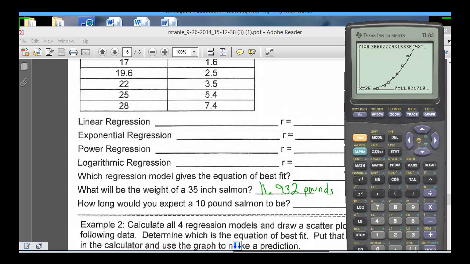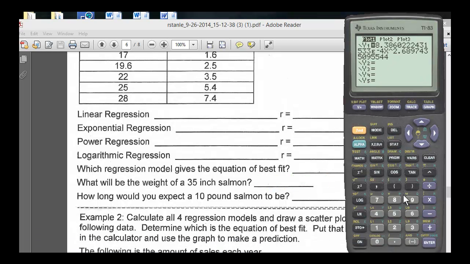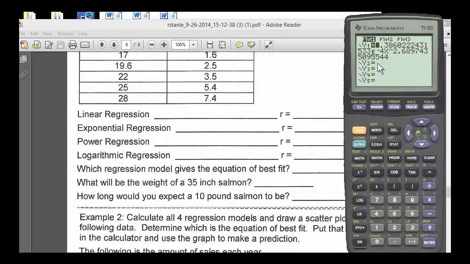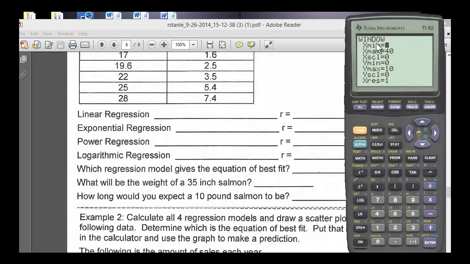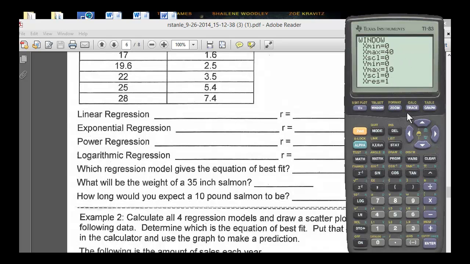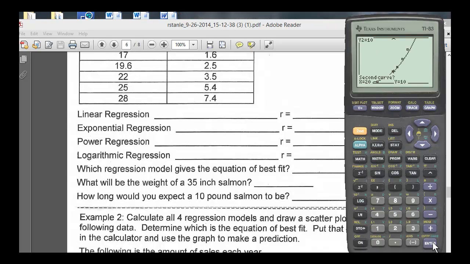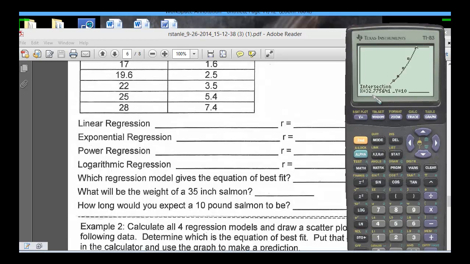How long would you expect a 10-pound salmon to be? So now I'm actually looking for the x, but I'm given the y, the weight. If you're given the y value, press Y in the calculator. Type the given y value into Y2. Check your window to make sure that given value is good, and it is. Press second calc and 5 for the intersection. Enter, enter, enter. So my fish, if it weighed 10 pounds, you could expect it to be 32.77 inches long.